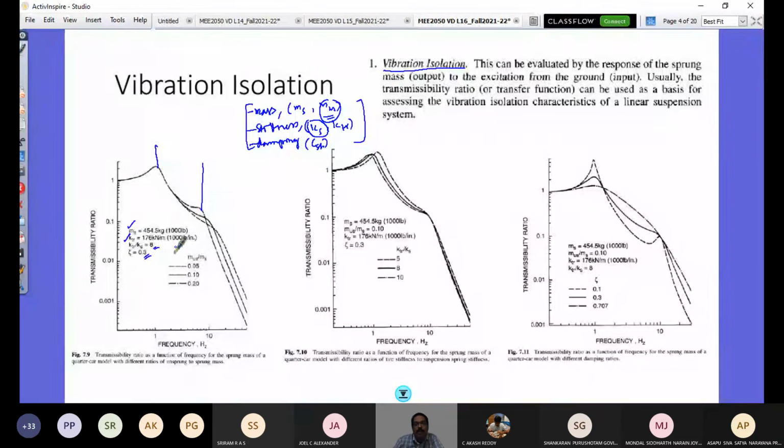unsprung mass to sprung mass increases, what does that refer to? When sprung mass is fixed, if I increase, then my unsprung mass increases. So this type of line in the graph refers to higher mass, and this is of a lower unsprung mass. So I could see here in the lower range until mid frequency range, there is no influence of this mass.